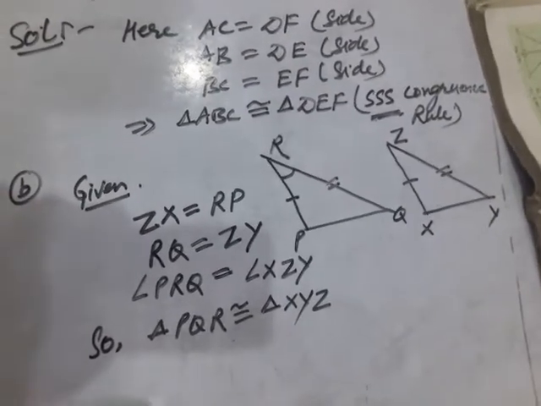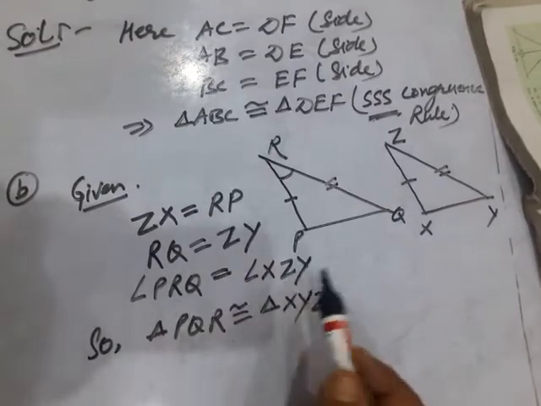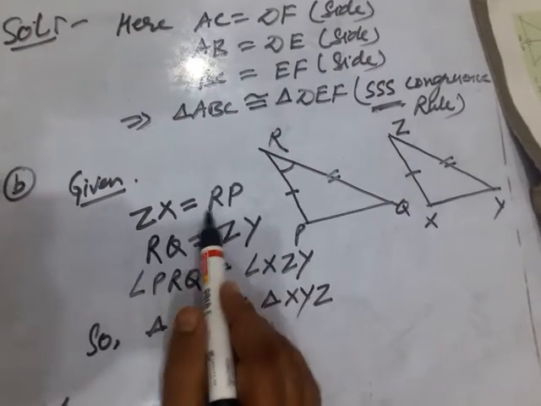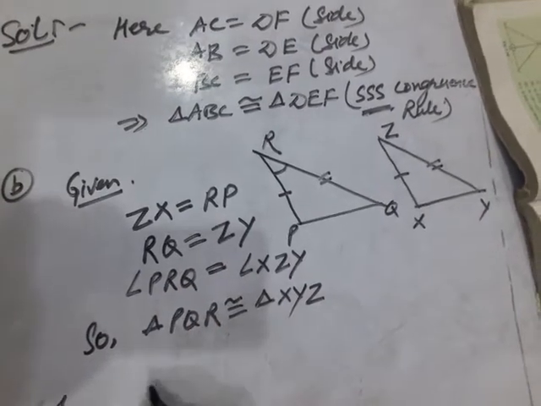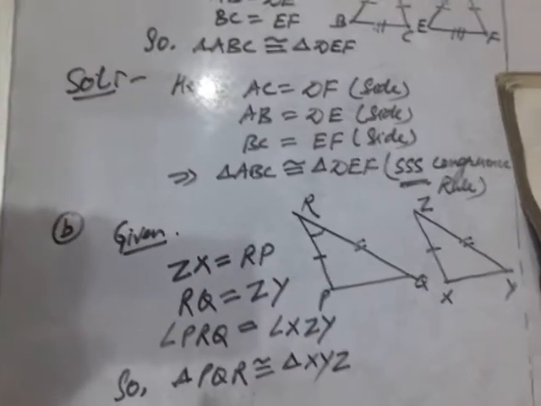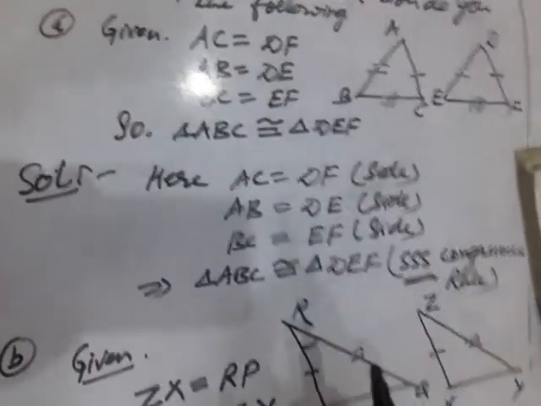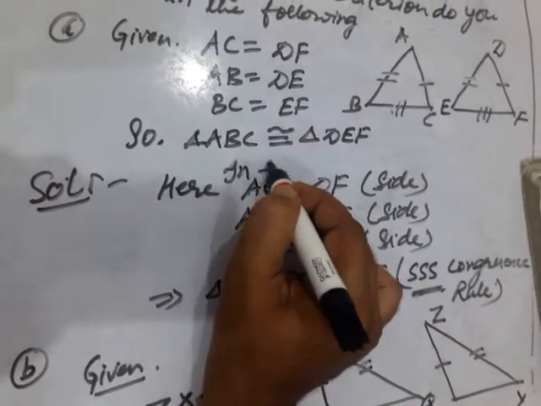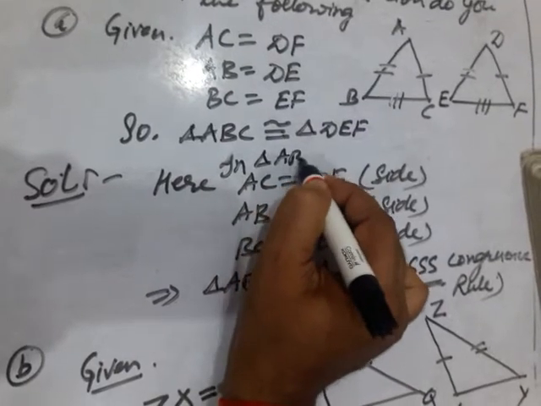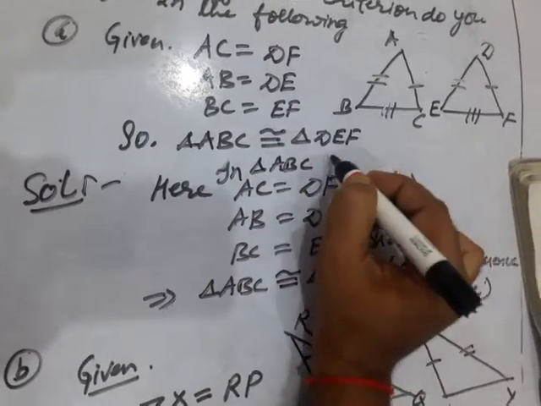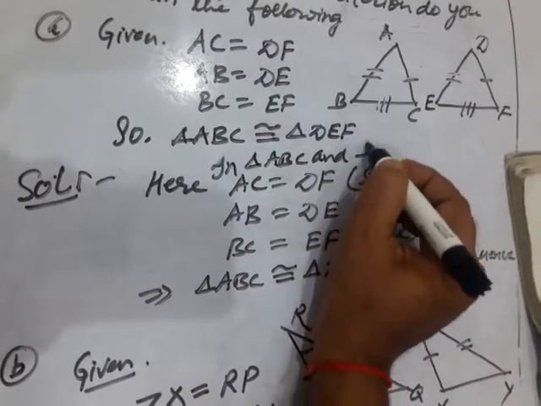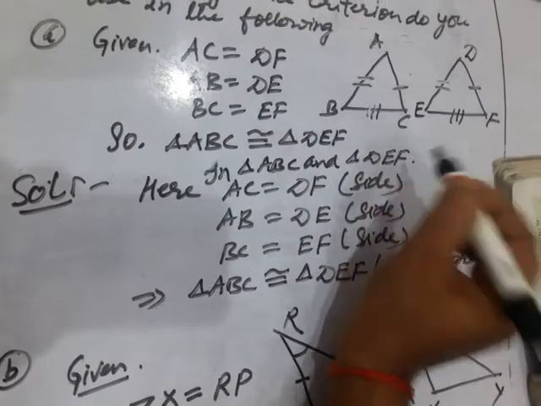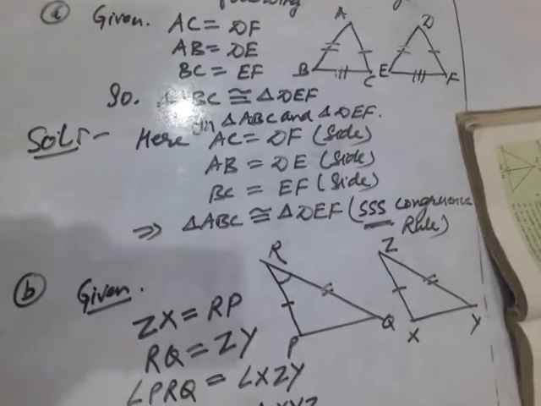Children, notice that. How will you solve it? Start the solution. ZX equal to RP, you write here. What is the method of writing in your notebook? Here you will write in triangle. In the previous question I was talking about triangle ABC and triangle DEF. Right? How will you solve it?